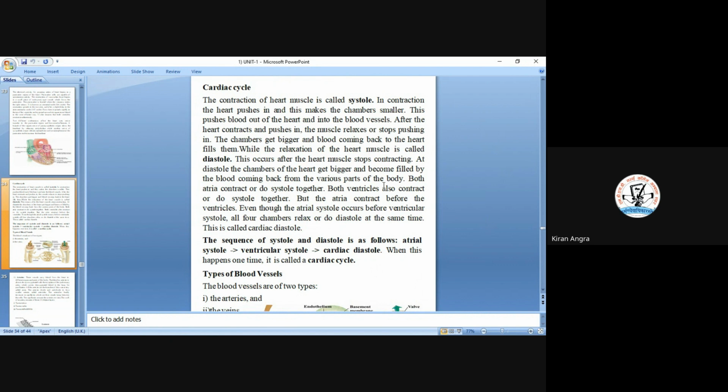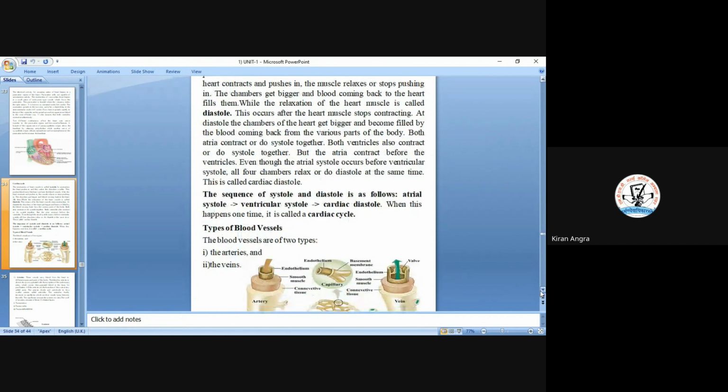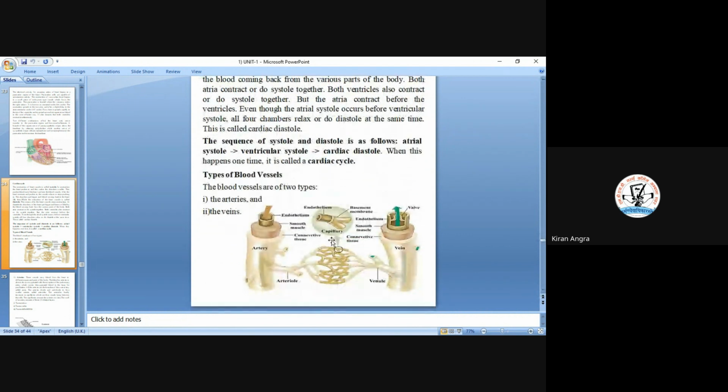Both atria do systole together, and the ventricles also contract to do systole together. But as I just told you, the atria contract before the ventricles. Even though atrial systole occurs before ventricular systole, all four chambers relax together at the same time, and this is called cardiac diastole. So these are the systole and diastole terms which you hear from doctors.